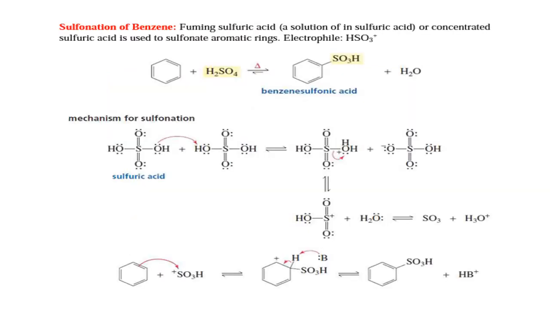Sulfonation of benzene. Sulfonation of benzene is the process of heating benzene with fuming sulfuric acid, that is H2SO4 plus SO3, to produce benzene sulfonic acid, and this reaction is reversible in nature.